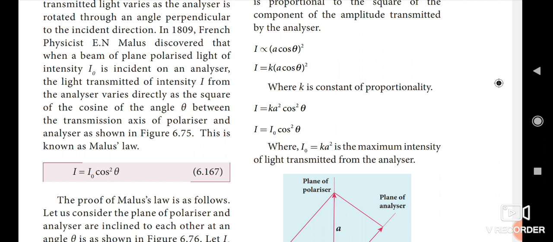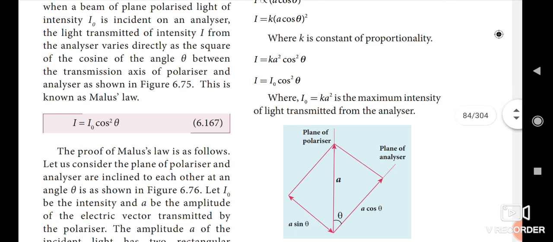Then, instead of k A squared, I put I naught. Here I naught is the maximum intensity of light transmitted from the analyzer. So I is equal to I naught cos squared theta. You all understand? We want to prove this equation only, and Malus proved this equation.